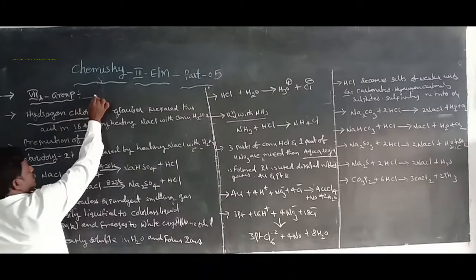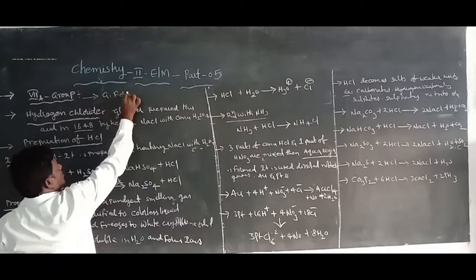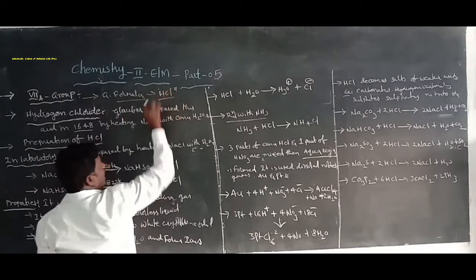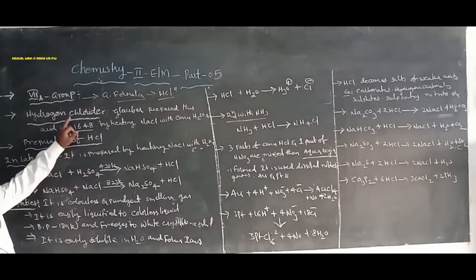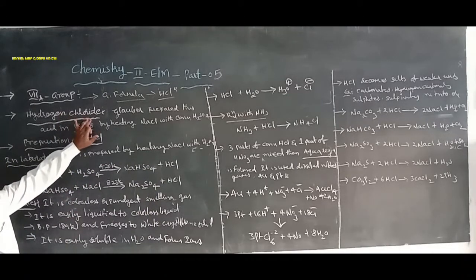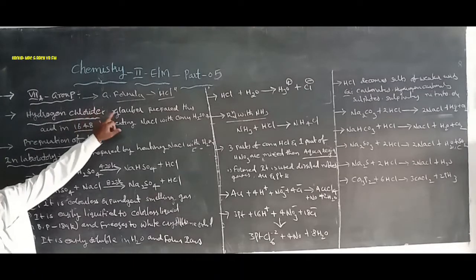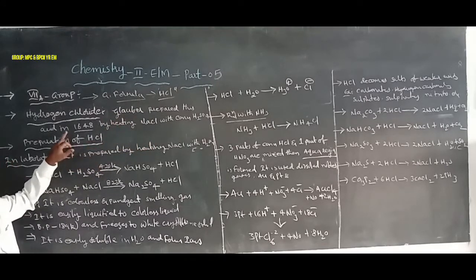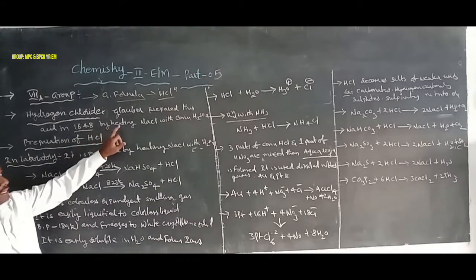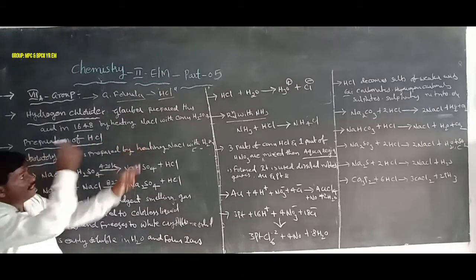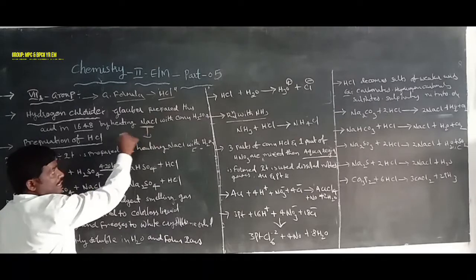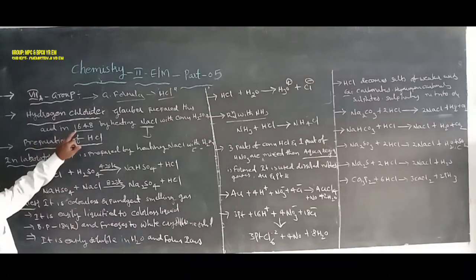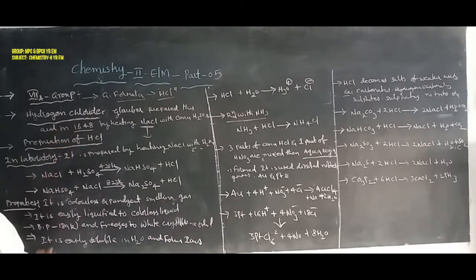The general formula of hydrochloric acid is HCl. Hydrochloric acid, or hydrogen chloride. The first scientist was Glauber. Glauber prepared hydrochloric acid in 1648 by heating common salt, sodium chloride, with concentrated sulfuric acid, to prepare hydrochloric acid.